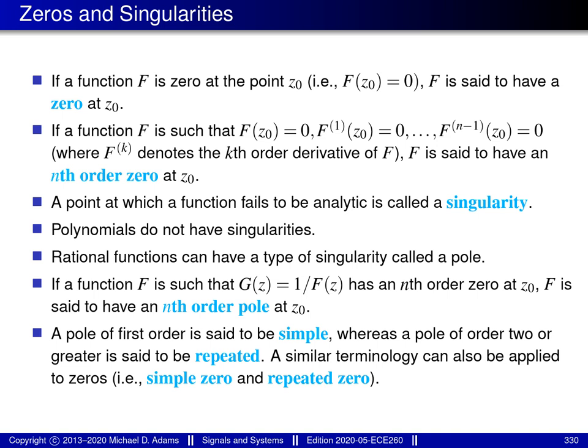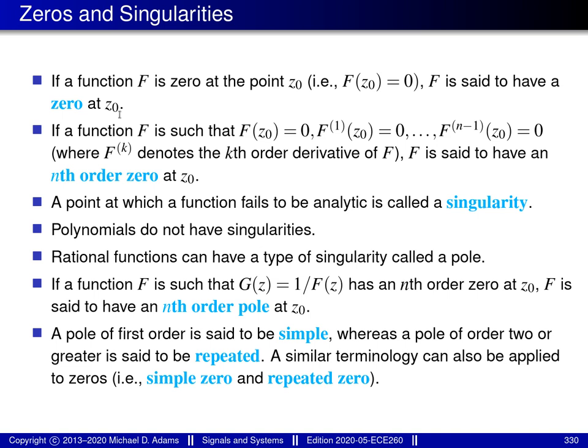At this point, I need to introduce the notion of zeros and singularities of functions. So I'll start out with the notion of a zero. If we have a function f and it's 0 at the point z0, in other words, if we evaluate the function f at the point z0, the result we get is 0, then we say f has a 0 at z0. So the zeros of a function are simply the places where the function is equal to 0. It's nothing more than that.